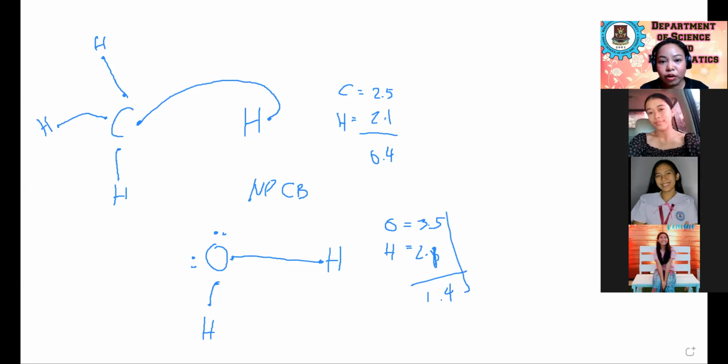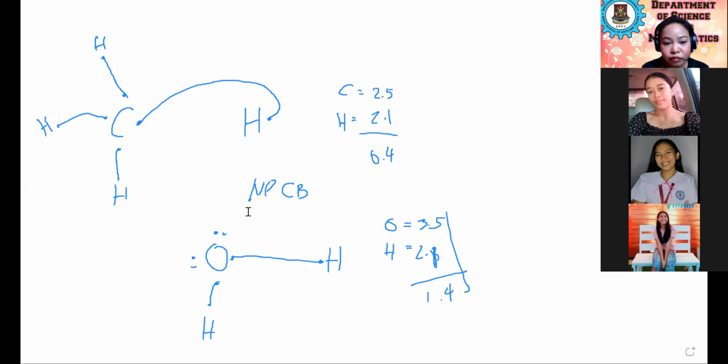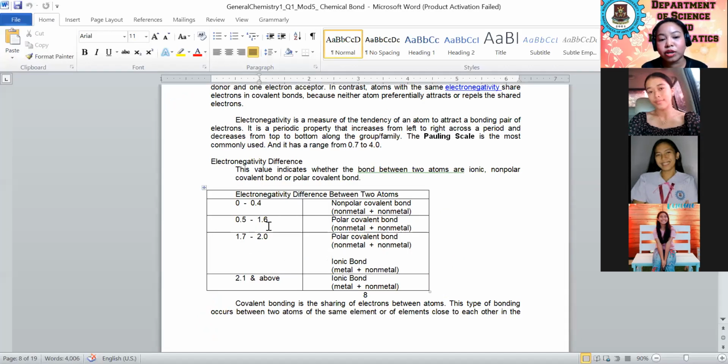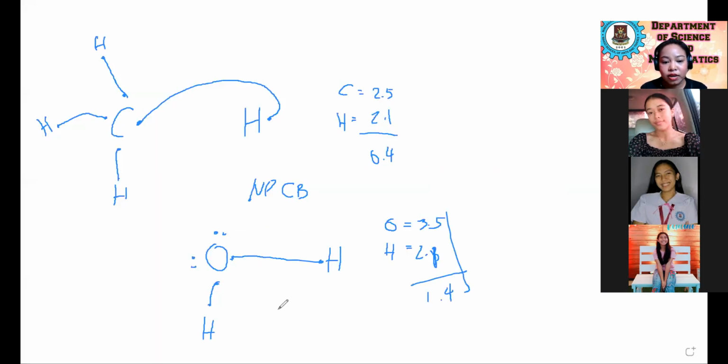So 1.4, going back to our module, that is 1.4. So 0.5 to 1.6 na fall siya dira. So it's a polar covalent bond. That is the reason why you cannot mix the oil and the water.